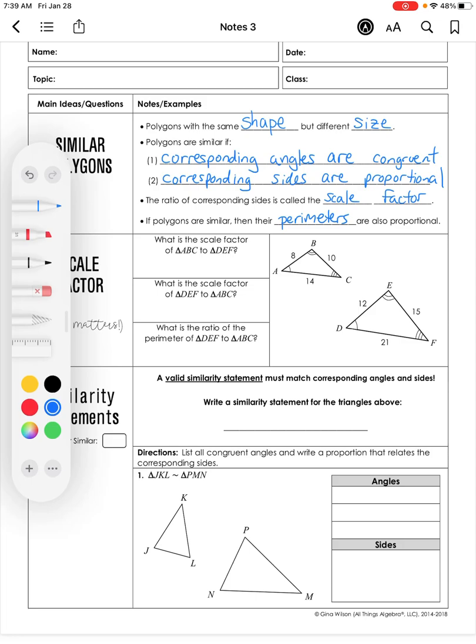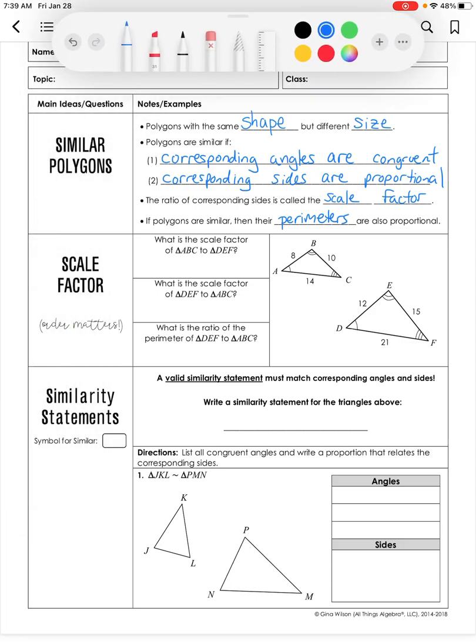So moving down to this next problem here, what's the scale factor of ABC to DEF? So from ABC to the other triangle DEF, you could just take one of the sides. So let's say 8 matches up with 12. And you put 8 divided by 12 and simplify that to 2/3, and that's your scale factor. Notice how we did ABC first, and then DEF on the bottom.